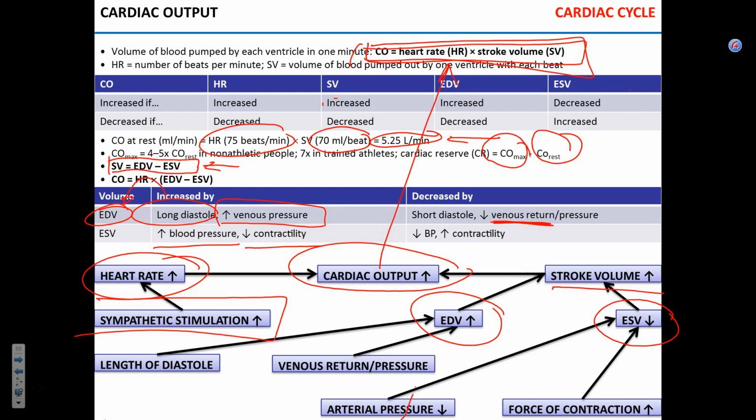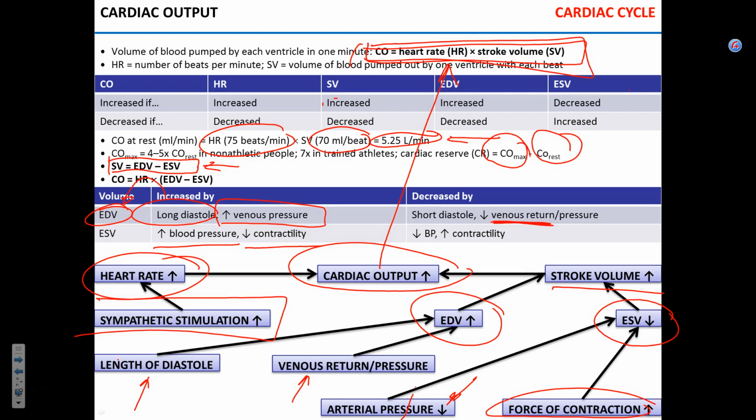Now, how can you increase EDV? Increased length of diastole or increased venous return. How can you decrease ESV? Either drop the arterial pressure or increase contractility. Does it make sense?